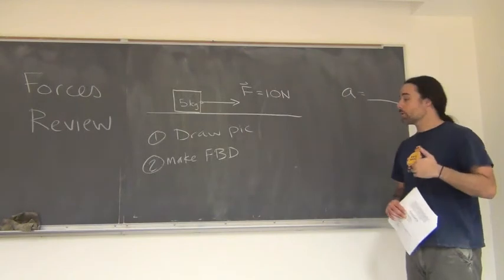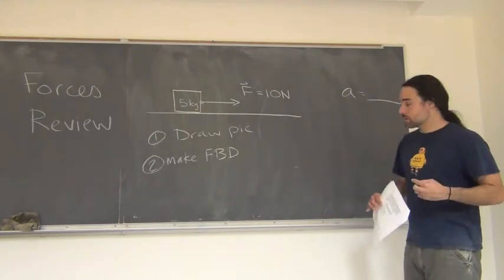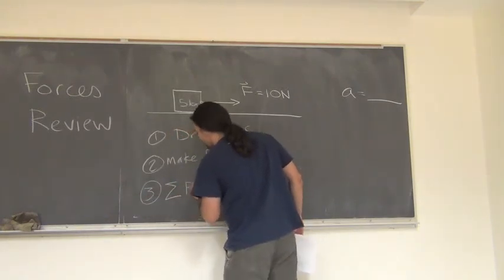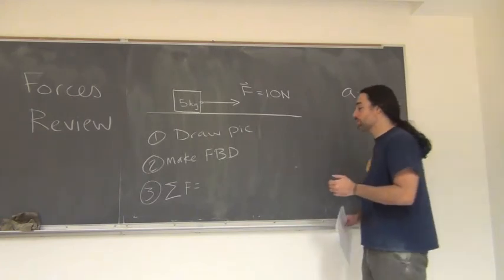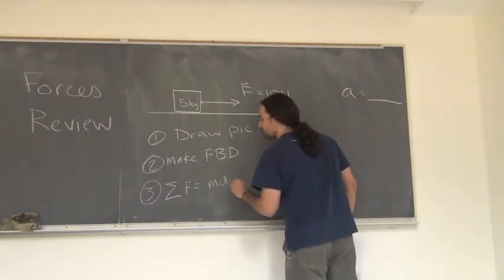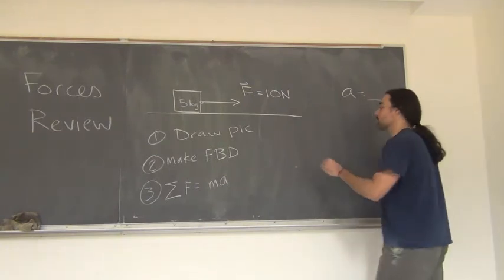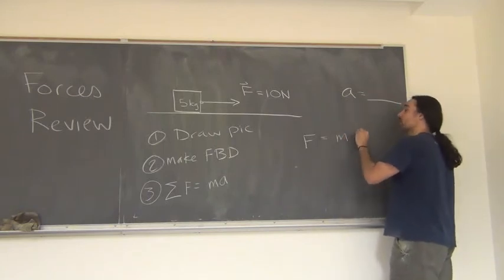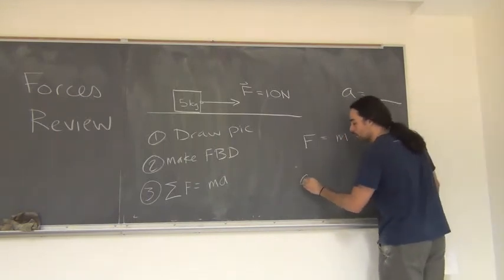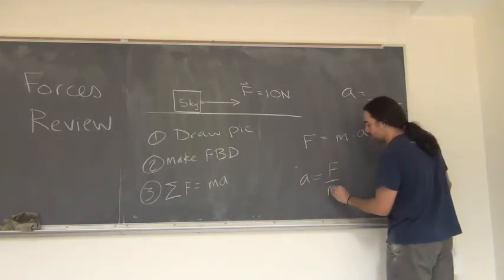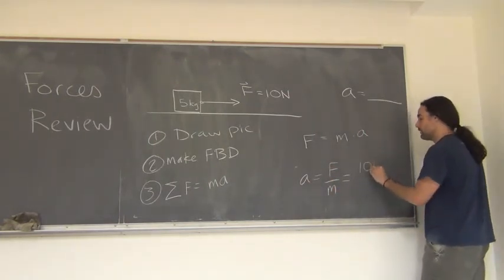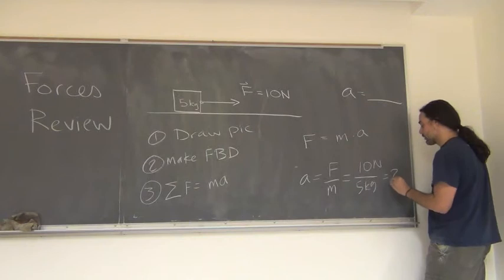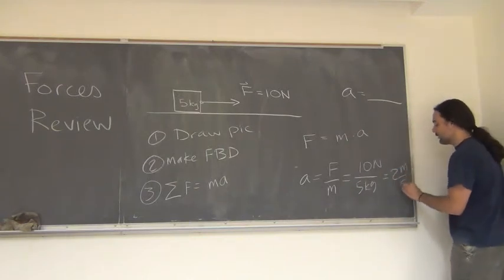The next step for solving force problems was to sum up the forces and set that equal to the mass times the acceleration. In this case, I'm using a fairly simple problem. There's only one force, but we can sum up those forces to make that equal to the mass times the acceleration. We would say that the force equals the mass, which is 5 kilograms, times the acceleration, which we want to find. We would say that the acceleration is the force divided by the mass, which in this case is 10 newtons divided by 5 kilograms, giving us an acceleration of 2 meters per second squared.